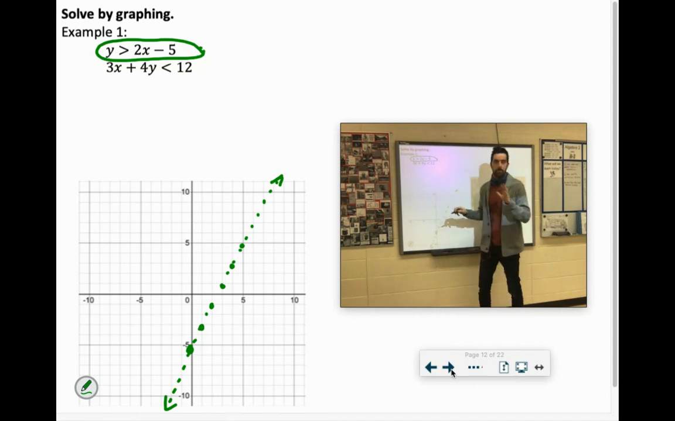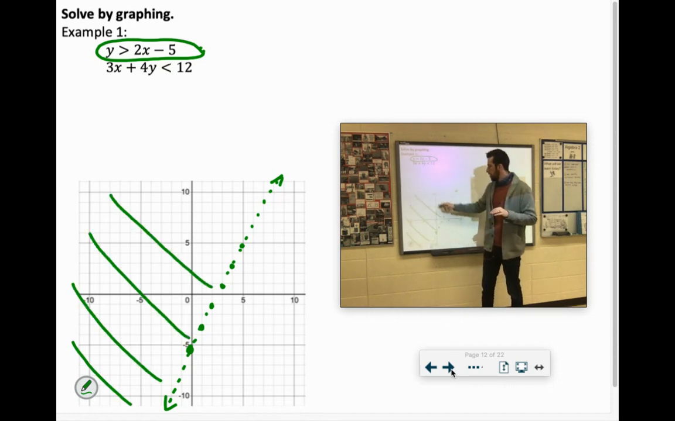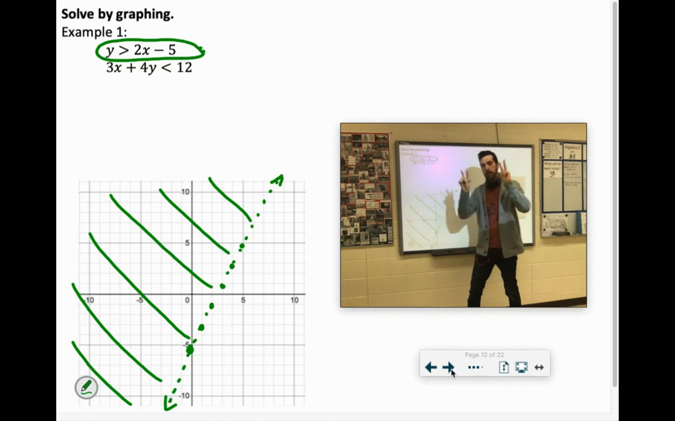Okay, so here's what I'm going to do. I'm just going to go like this. And that'll mean that everything above this line is currently shaded.